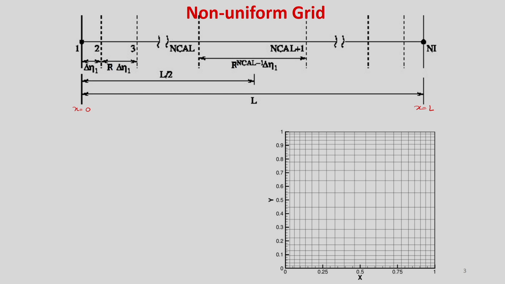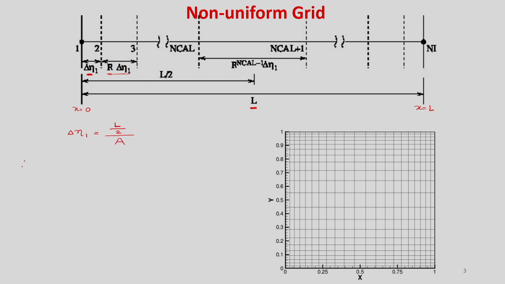So, you can use this expression where delta eta 1 is the step size of the first grid point, then you use a constant factor r into delta eta 1, and the next is r into that. That way, delta eta 1 you can write as L by 2, where L is the total length in the x direction, so L by 2 is the half width, divided by A.